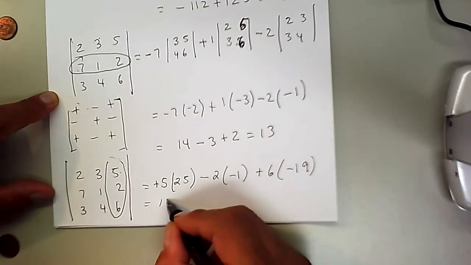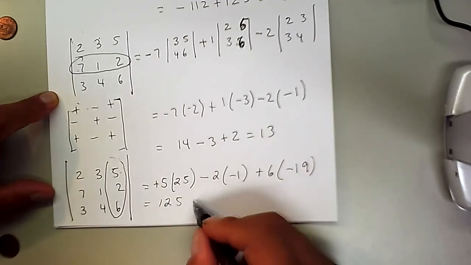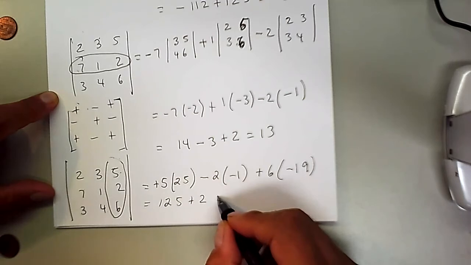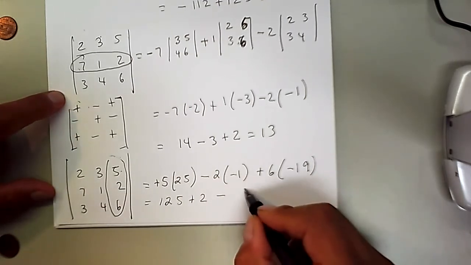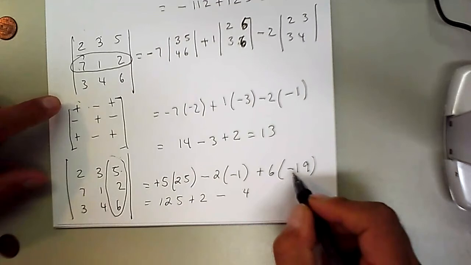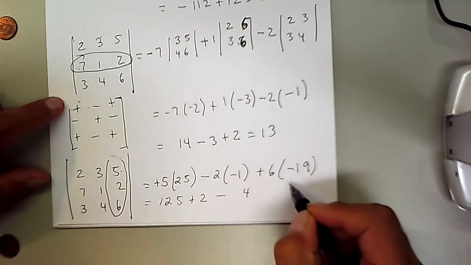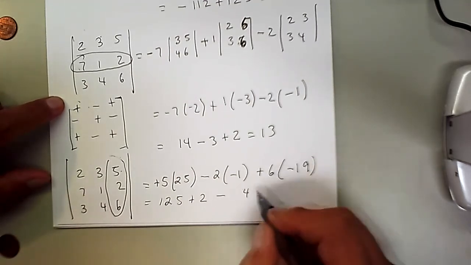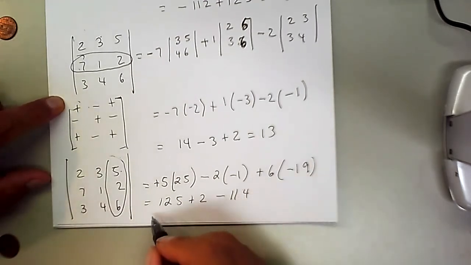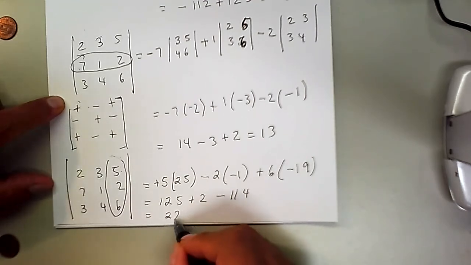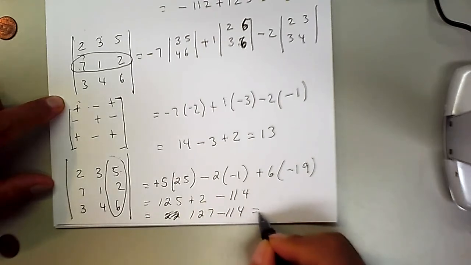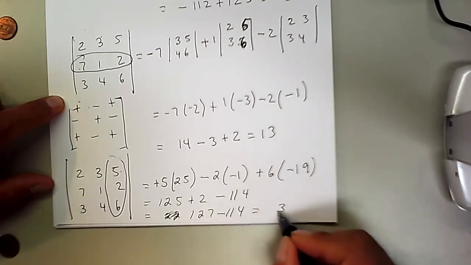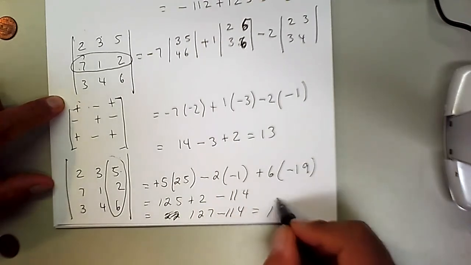So we end up with 125 double negative plus 2 minus 6 times 9 is 54, carry 5. 6 times 1 is 6, and 5 is 11. So we have 120, whoops, scratch that, 127 minus 114. 7 minus 4, 3. 2 minus 1 is 1. Sure enough, we get 13.